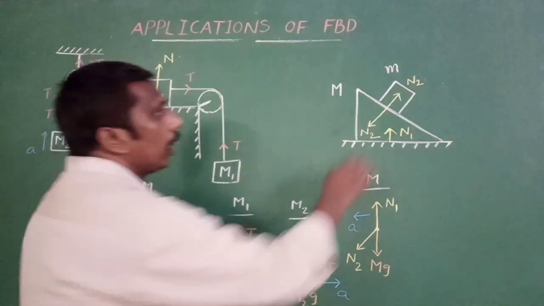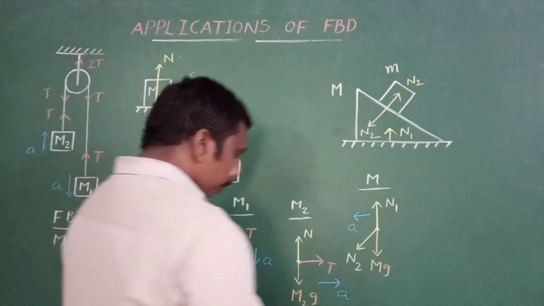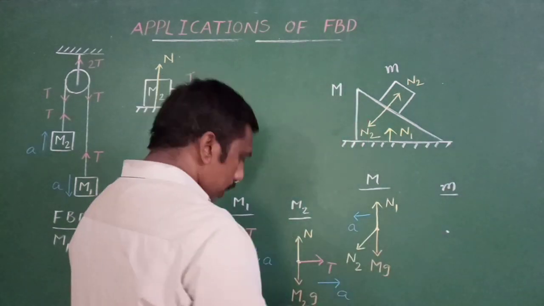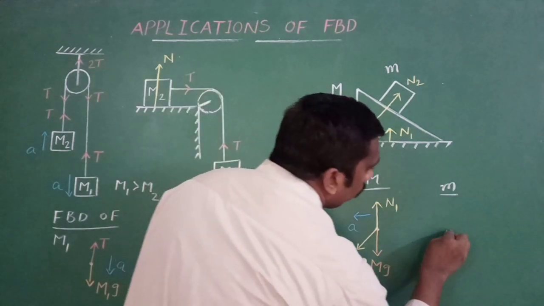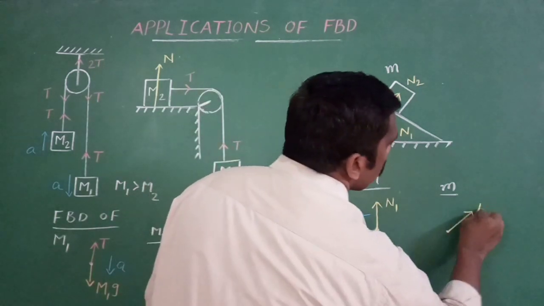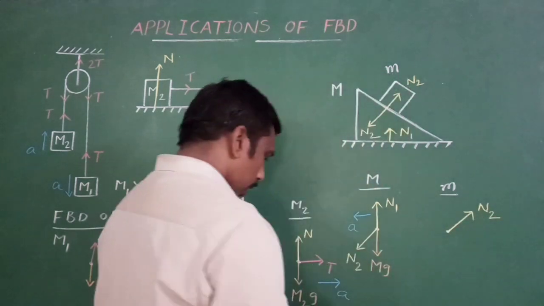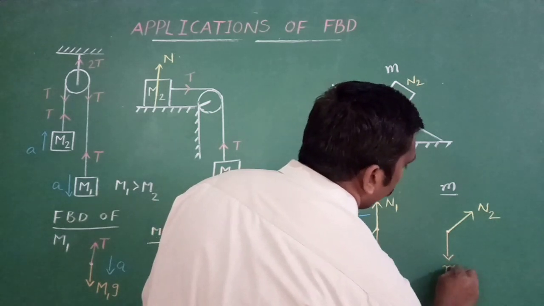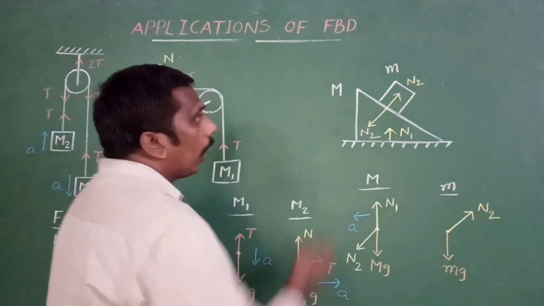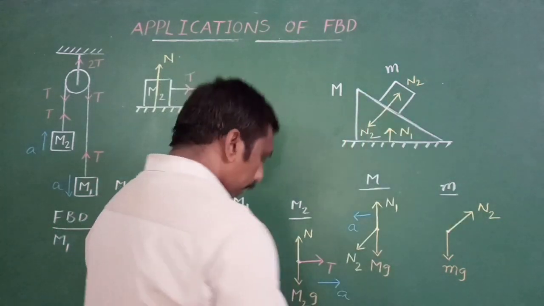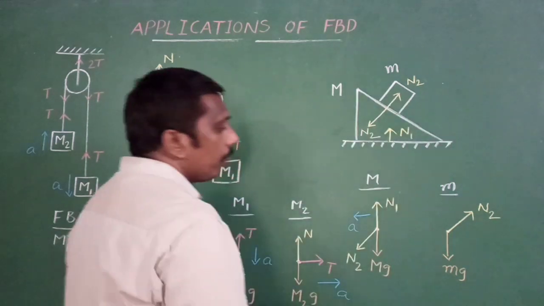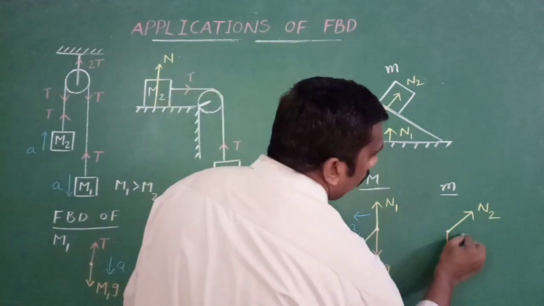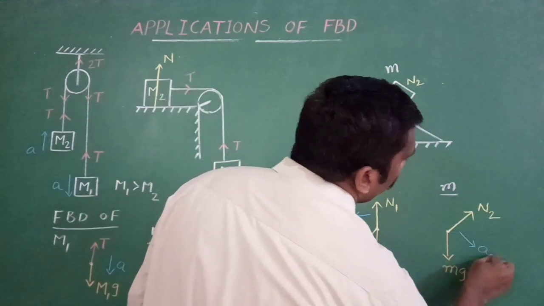Clear? Next, come to small m. The normal reaction on this acts making 90 degrees with the surface. So N2 acts like this, and its weight mg acts in the downward direction. This block, because of the resultant force, moves down along the inclined plane with a certain acceleration. The acceleration of capital M is A1. Then the acceleration of this one is taken as A2, in this direction.